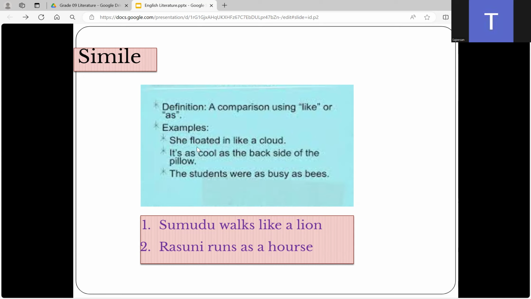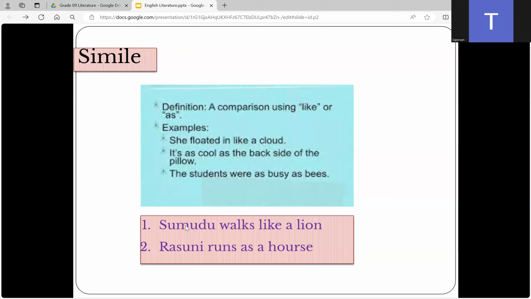She floated in like a cloud. Second one. It's as cool as the backside of the pillow. The students were busy as bees. So in these examples, you can notice the words like and as. So you can easily identify it is a use of simile.